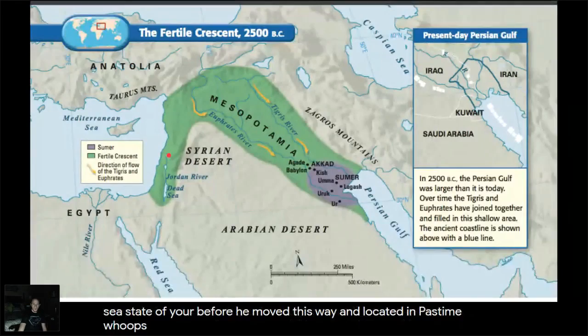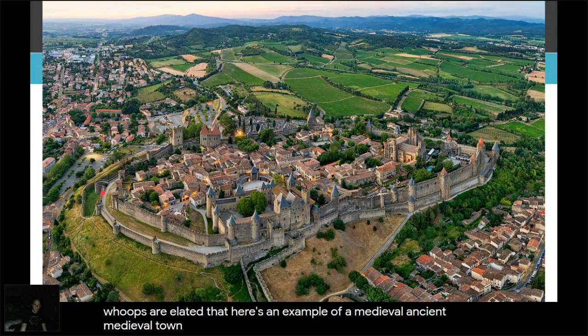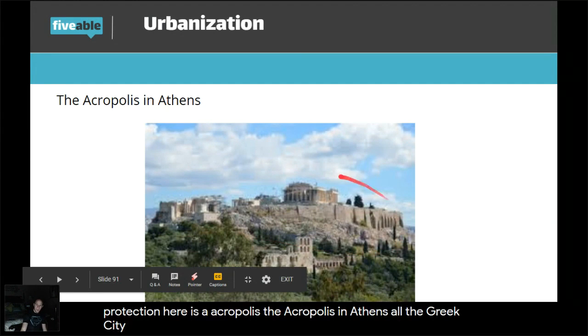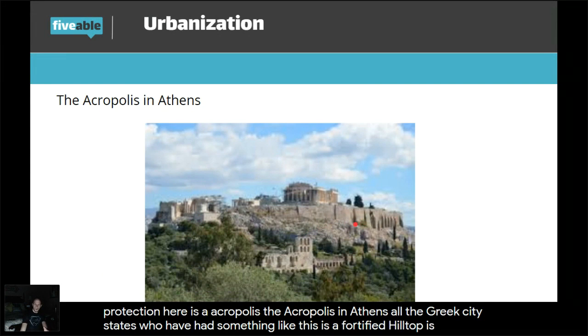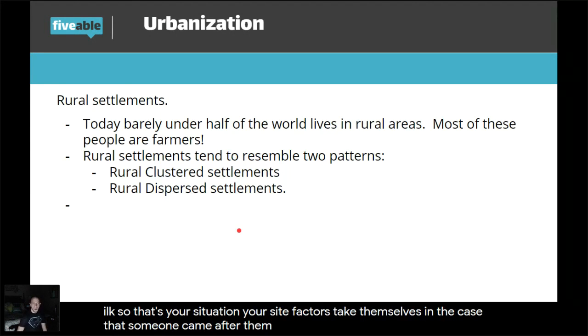Here's an example of an ancient, medieval town, again surrounded by walls and also on a hill for protection. Here is the Acropolis in Athens. All the Greek city-states had something like this, a fortified hilltop. It is literally a hill, so that's your site factors. It's built on a hill in a way that they can build a wall in order to protect themselves in case someone came after them.